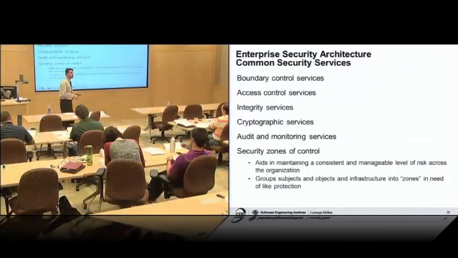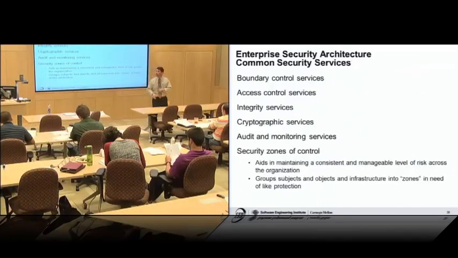Common security services on your enterprise architecture include boundary controls, such as what? What's in your boundary controls? Firewalls. Good, good. Bastion hosts, right? Access control services, such as? Might be implemented by the OS, might be implemented by? Kerberos. Kerberos, good, good. Integrity services come from?